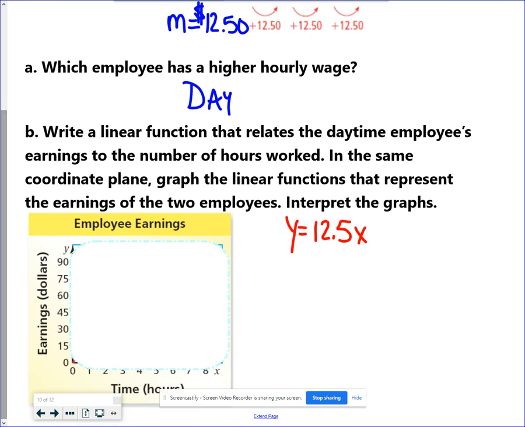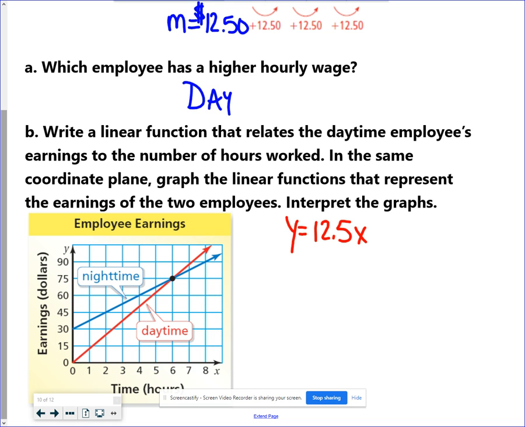So when I graph both of those, you can see the nighttime employee and the daytime employee. The nighttime employee starts with more money. They're starting at 30 for their y-intercept, but their line isn't as steep because they don't get paid as much per hour. The daytime employee doesn't get paid just for showing up for work. They start at $0, but they get $12.50, which is a little bit more. That's why their line is steeper. So if I'm looking at this graph, that means that right here, they make the same amount of money.